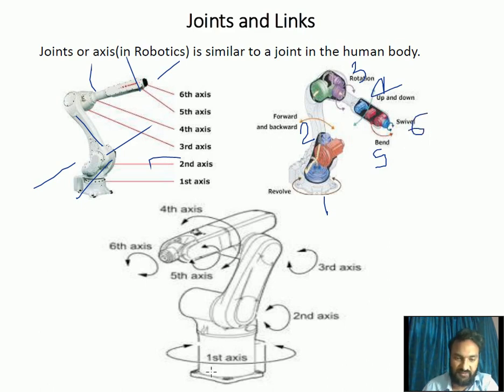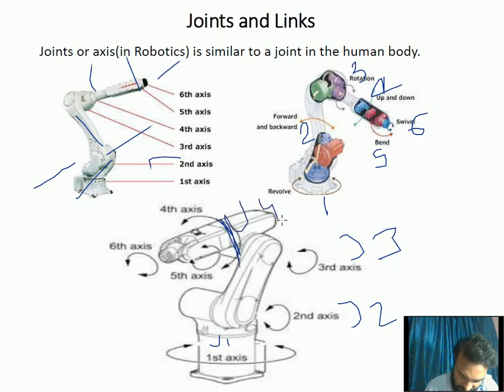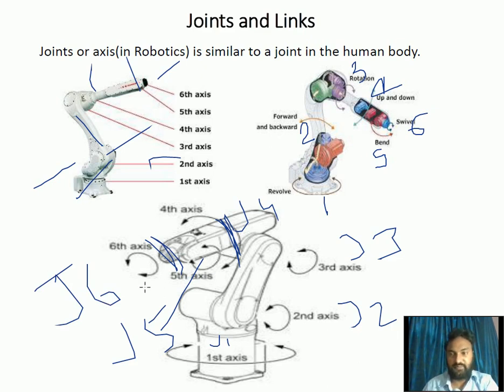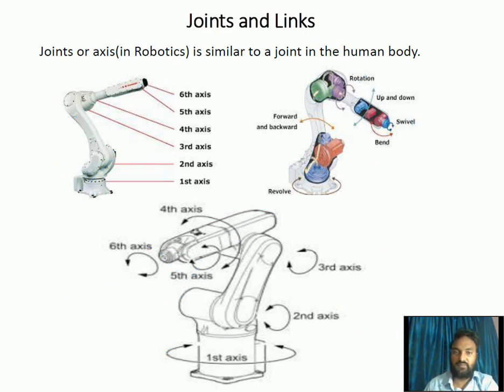Same way, the first axis, because this one is joint 1, this one is joint 2, joint 3, again here joint 4, again this one here joint 5, and another one here, joint 6. Okay, I hope it is clear to everyone.